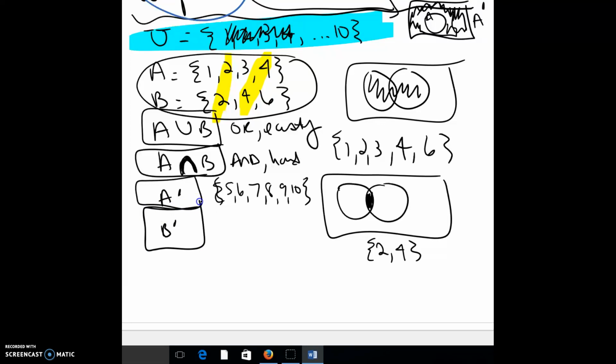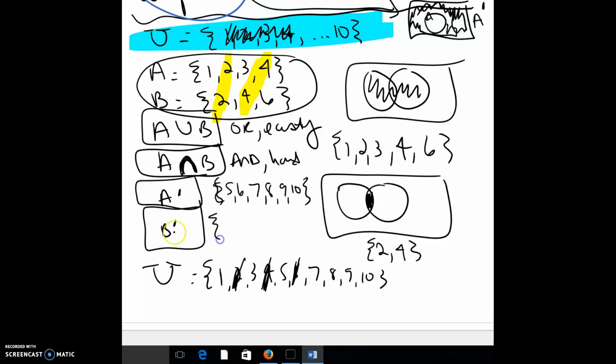All right, and then not B. If the universal set is, again, 1, 2, 3, 4, 5, 6, 7, 8, 9, 10, compared to the universal set, I want not B. So let's see, what is B? Where did I define B? Up here, 2, 4, 6. So I don't want 2, I don't want 4, and I don't want 6. So not B, the complement, would be 1, 3, 5, and then 7, 8, 9, and 10. And that would be what the complement is called.